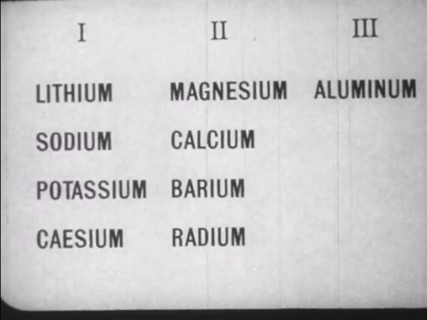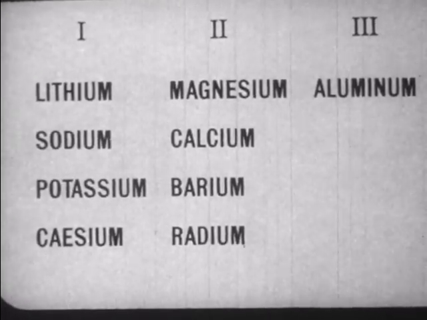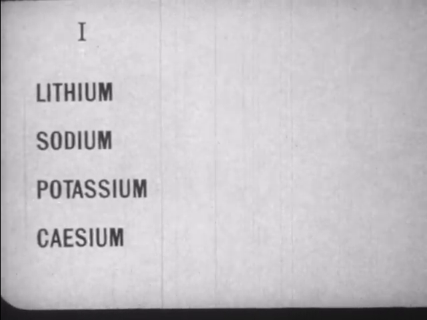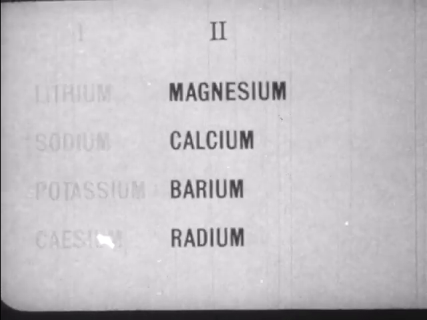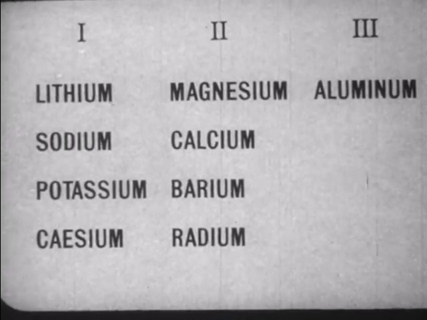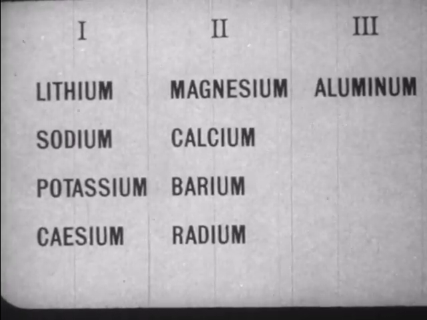Similarly, it has been found that atoms of all elements carry simple whole number multiples of the charge carried by hydrogen. These, among others, 1 unit charge. These, 2 unit charges, and of the common elements, only aluminum, 3. Thus, we see that electricity comes in very small packages or units which are never subdivided.